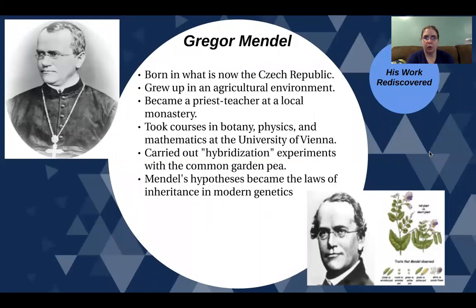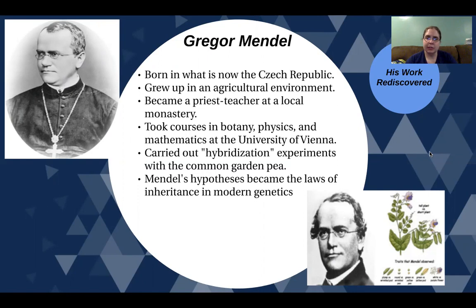He took courses in a variety of different subjects, such as botany, which is the study of plants, physics, as well as mathematics at the University of Vienna. But he still continued to work at the monastery. He lived there, he worked there, he taught there. He also tended the garden there, especially with his agricultural background. He really kind of took to it. He nursed the garden, he tended to it, he gathered the fruits, all of it.